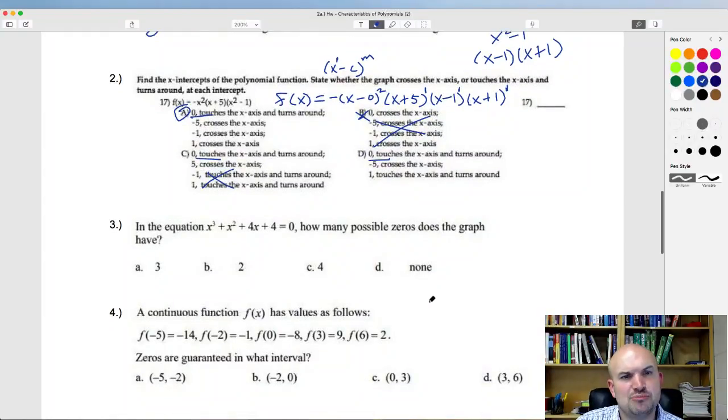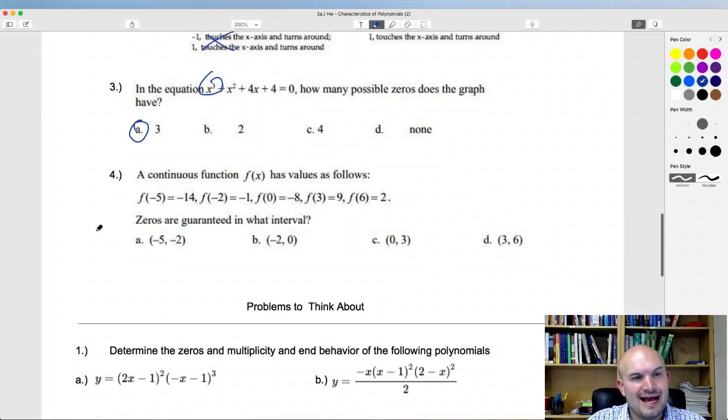In the equation x cubed plus x squared plus 4x plus 4 equals 0, how many possible zeros does the graph have? Guys, in this course so far we haven't talked much about the zeros or the fundamental theorem of algebra, so that's a little bit ahead of my students. For right now, we just looked at the degree of the polynomial and the maximum number of zeros. What we identified was that the maximum number is going to be the degree of the polynomial. So that answer is going to be 3. And then the last one is my intermediate value theorem.